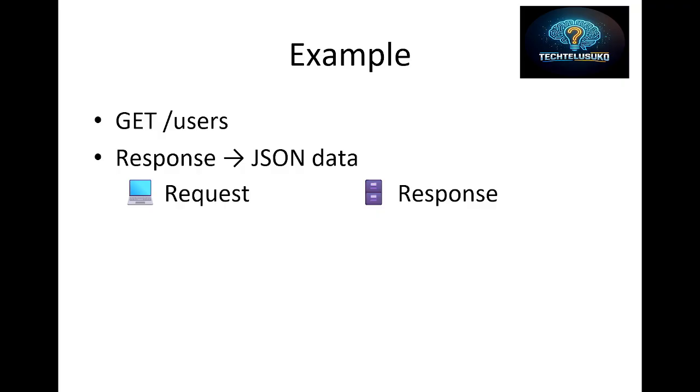Let's take a real example. Suppose a front end wants user data. It sends a request like GET /users. The backend processes this request and sends back data, usually in JSON format. The front end only receives data. It does not know how the backend works internally.